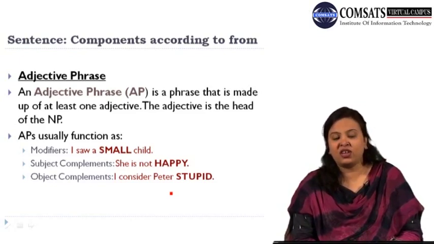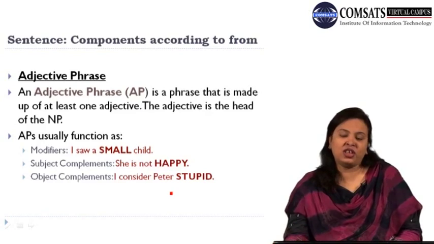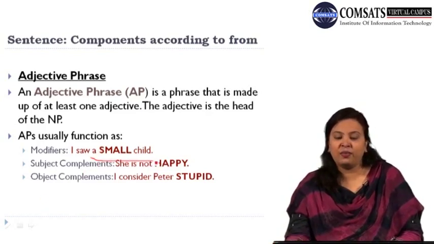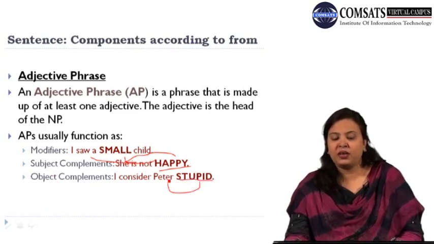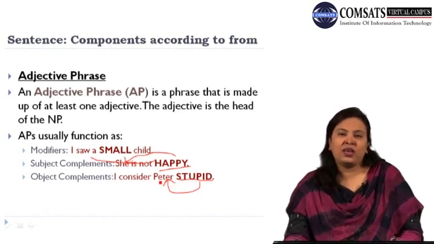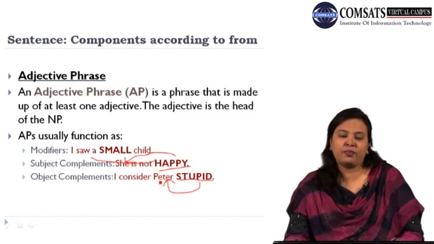Now adjective phrases usually function as modifiers. I saw a small child. Now a small child: a is an article, small an adjective, child a noun. So a small child, it is a modifier. Subject complements: she is not happy. Now happy is complementing she, so it is a subject complement. Object complement: I consider Peter stupid. Now who is stupid? Peter is stupid, who is the object. So this adjective is describing the object. So this way we can have different types of adjective phrases.